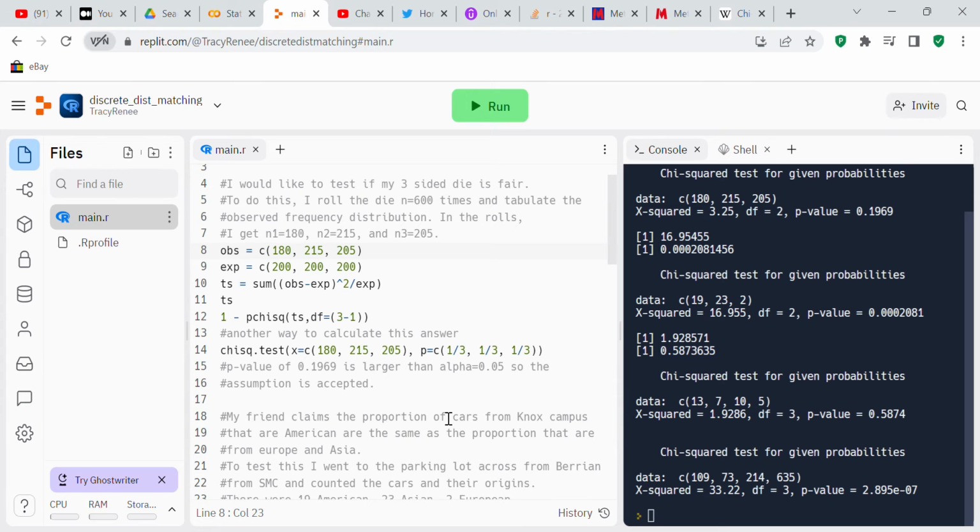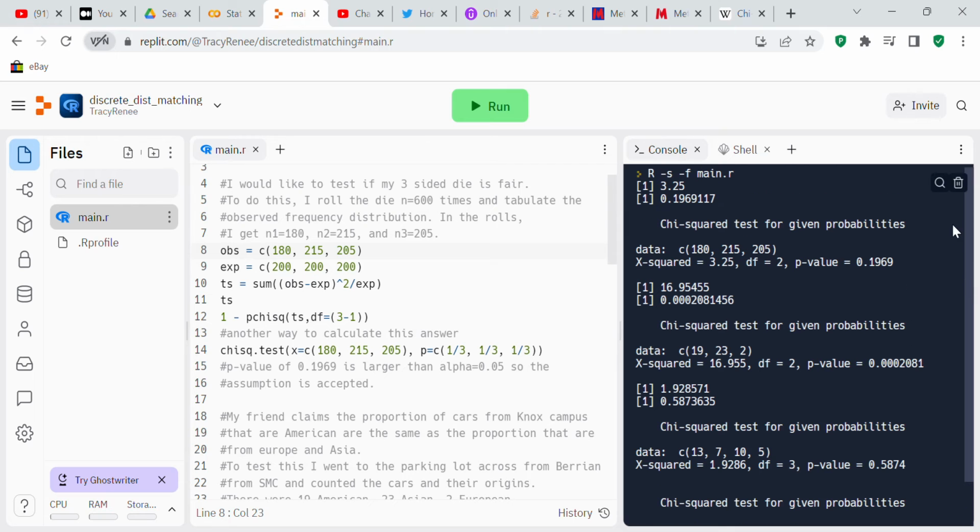And those are your expectations. So they say that the p-value of 0.1969 is larger than the alpha of 0.05, so the assumption is accepted. That means that the three-sided die is fair. And here you go right here, so you get a p-value of 0.1969.